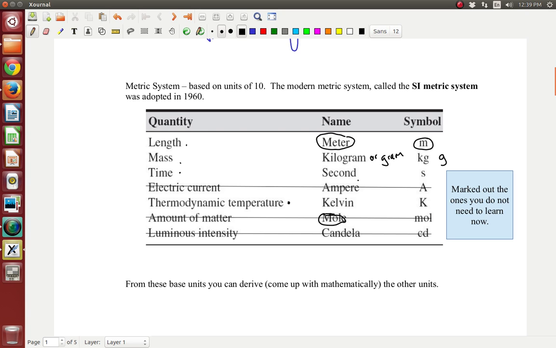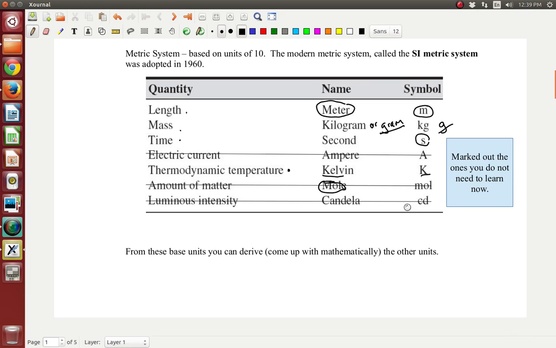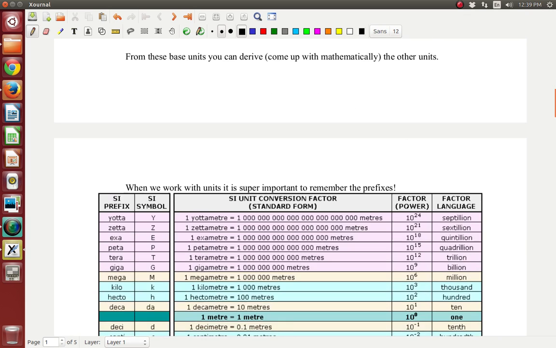For time, we're going to be measuring in seconds, and the symbol is an S. So you got to know the name of the unit and its symbol. You must know all of these. And then for temperature, kelvins, and the unit is a K. Now, from all of these units, you can derive mathematically all the other units we need to know.